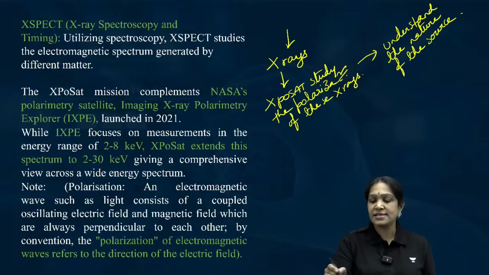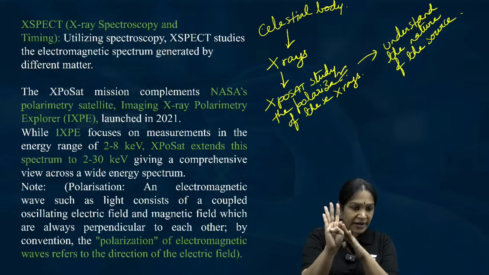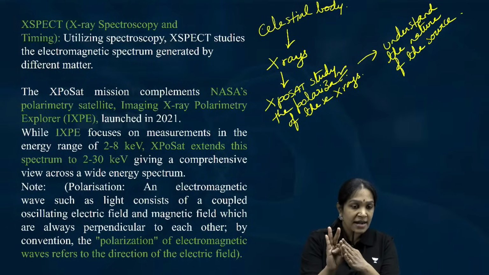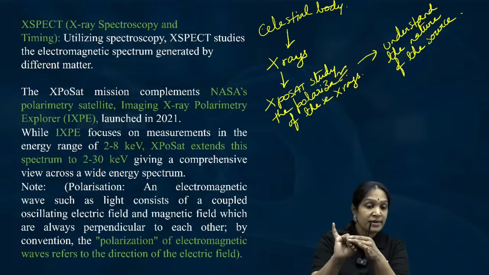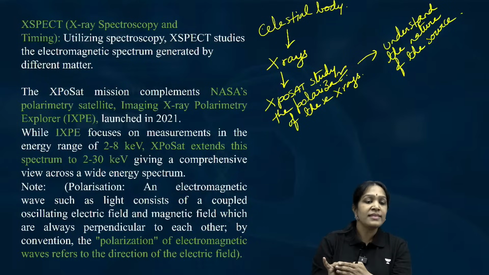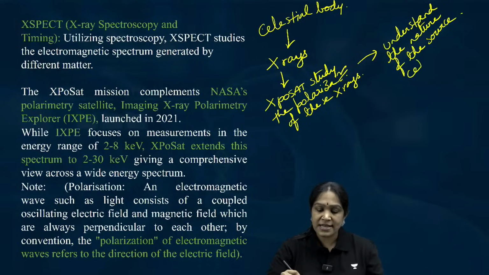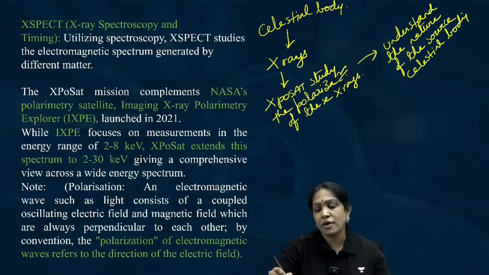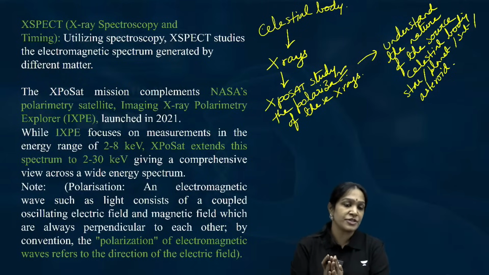I will change this: instead of a star, I will take it as some celestial body. I don't know what it is. It can be a satellite, a planet, a star, it can be anything, and it is releasing X-rays. Then XPoSat will measure the polarization of these X-rays. By analyzing it, it will understand the nature of that celestial body. Is it a star or a planet or a satellite or an asteroid? That is the function of XPoSat.